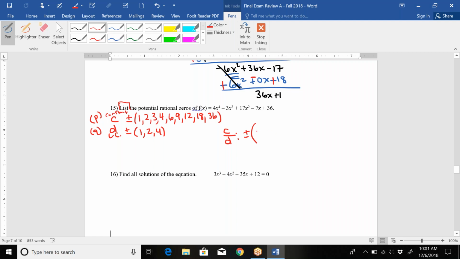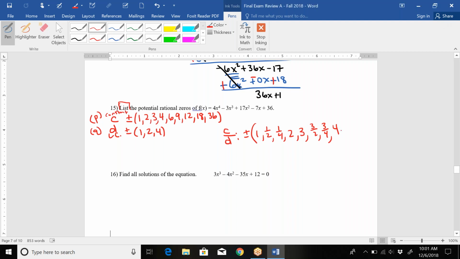So 1 over 1 is 1. 1 over 2 is a half. 1 over 4 is a fourth. So I've done all of the 1 over each of the D's. 2 over 1 is 2. 2 over 2 is 1. We've already got that. 2 over 4 is a half. We've already got that. 3 over 1. 3 over 2 is new. 3 over 4. 4 over 1. 4 over 2 is 2. 4 over 4 is 1. We've already got both of those.